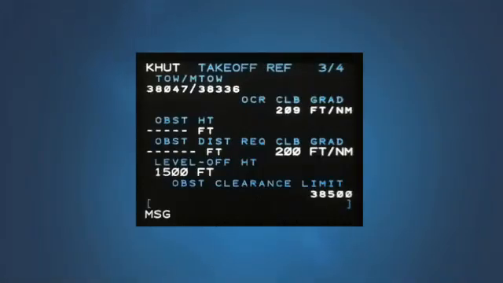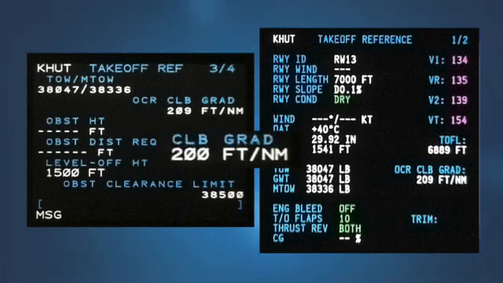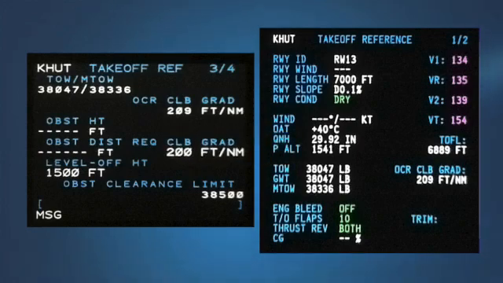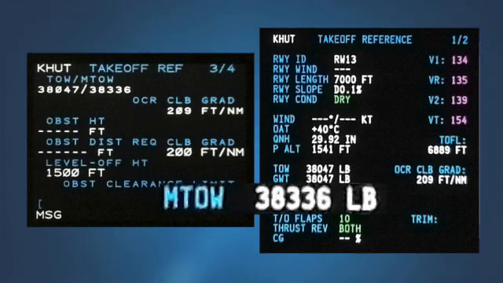The FMS for this particular aircraft is capable of computing the maximum allowable takeoff weight based on a climb gradient requirement. The climb gradient we use to determine our maximum allowable weight is the 200 feet per nautical mile standard climb gradient for runway 13 at Hutchinson. We determine our maximum allowable takeoff weight using a typical summer temperature for Kansas, 40 degrees Celsius, which is equal to 104 degrees Fahrenheit. Maximum allowable takeoff weight computed by the FMS for runway 13 is 38,336 pounds.